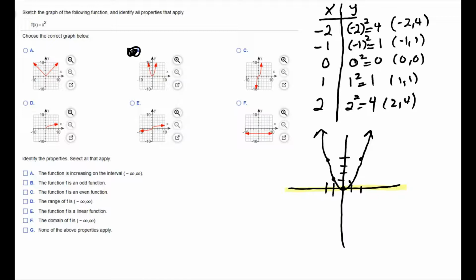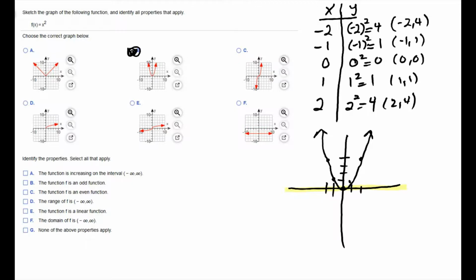Let's take a look at the next one. The next one says the function is an odd function. An odd function is going to have origin symmetry. And origin symmetry is when you have a mirror image in opposite quadrants. So for instance, you would look at the upper right-hand quadrant and be looking for a mirror image in the lower left. In the upper left, you're looking for a mirror image in the lower right, which we don't have for this example. So this is not an odd function.